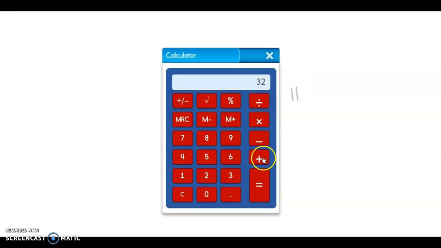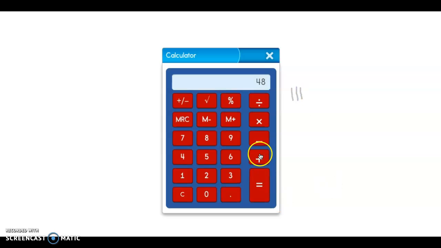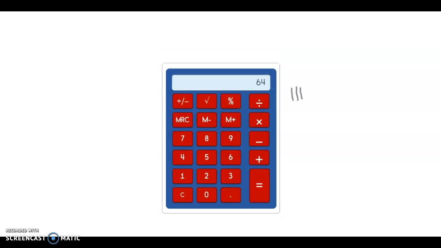Okay, now I need to add 16. Gives me 48. I add another 16, so I need to make a tally. Then I need to add another 16. Equals, we're at 64. Is that 176 yet? Nope. But we added 16 four times so far.